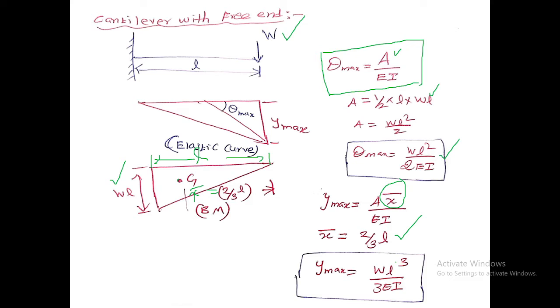So y max equal to WL cubed divided by 3EI. The maximum slope theta max is WL squared by 2EI, and the maximum deflection is WL cubed divided by 3EI. This is the slope and deflection of a cantilever beam with a load at the free end.